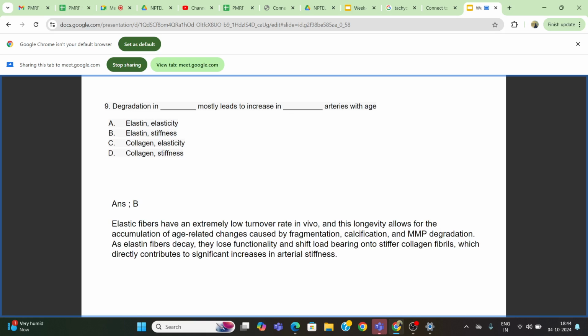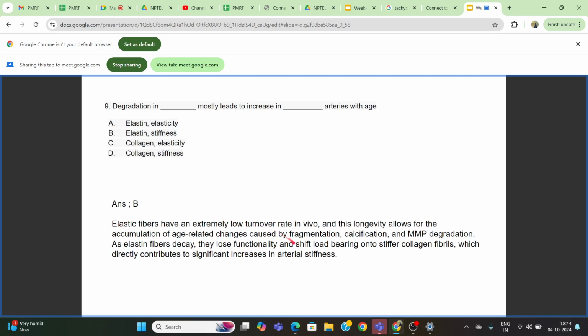That's why in older people, if they're sitting in a chair and want to get up, it eventually takes more time because their muscles are no more elastic. It is stiff.